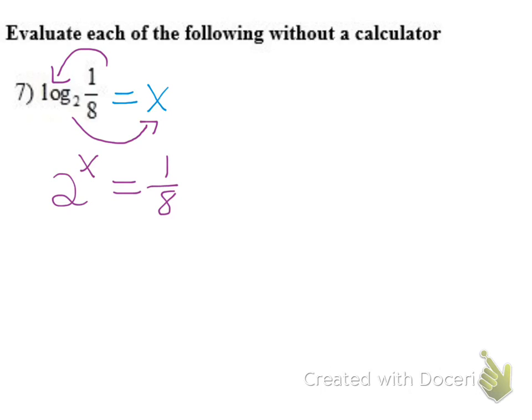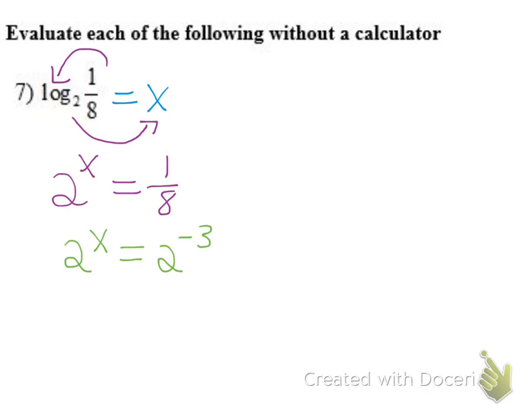After that, we're going to rewrite with a common base. In this case, 2 is our common base. So the left stays 2 to the x, but the one on the right becomes 2 to the negative third. Remember, when you have a fraction and a number in the denominator, in order to bring it up to the numerator, you have to raise it to a negative exponent.